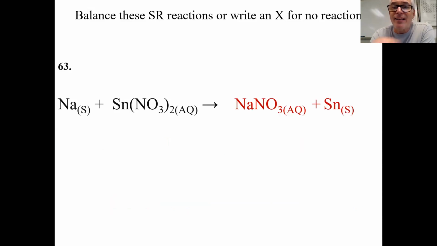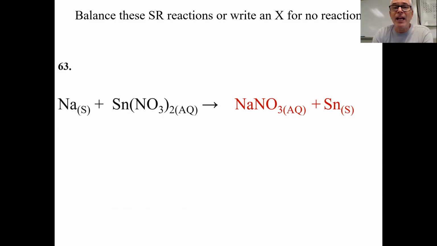And we're going to write it like this, NaNO3 in a 1 to 1 ratio, and tin pops out. But this is not balanced. In the front, the tin nitrate solution, tin Roman numeral 2 nitrate, it has to be 1 tin for 2 nitrates because the tin makes a +2 ion. But in the product, the sodium makes a +1 ion, so it's in a 1 to 1 ratio, but it's not balanced. So let's talk our way through this.